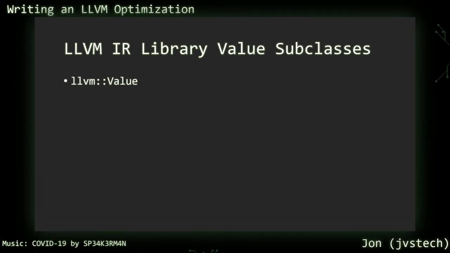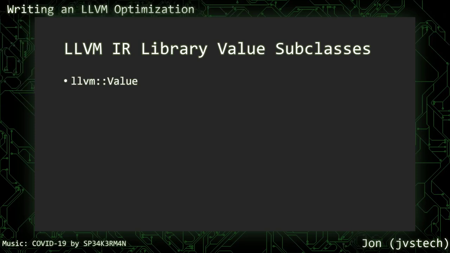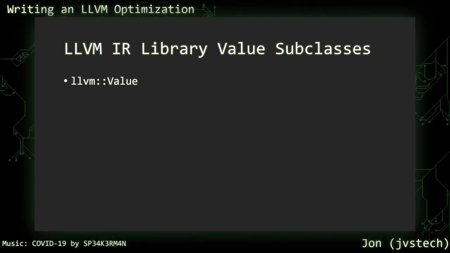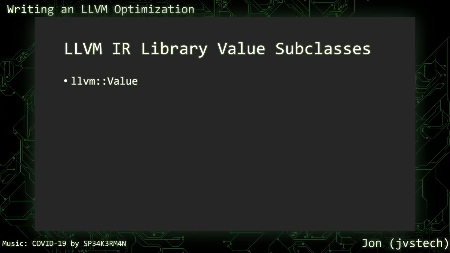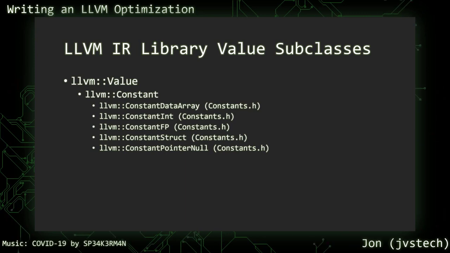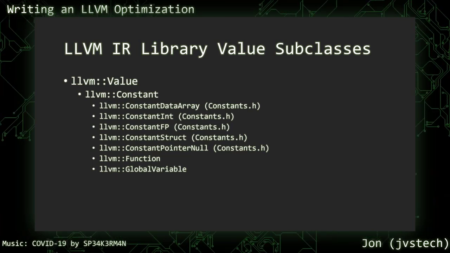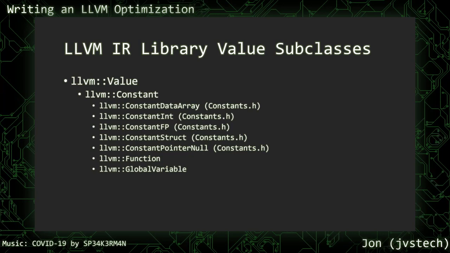As I said, the value class hierarchy is rather deep, so we're going to briefly go over only a handful of them. It's important to note the way the inheritance is presented here isn't 100% accurate, as there may be some intermediate classes not shown. I'm only showing them this way to keep things simple and easier to understand. The constant class represents a construct in a module with immutable addresses, including immediate operands, string literals, functions, and global variables. Constant data array holds string literals, among other constant array types. Constant struct holds predefined structure values, and constant pointer null holds a null pointer of a given type.